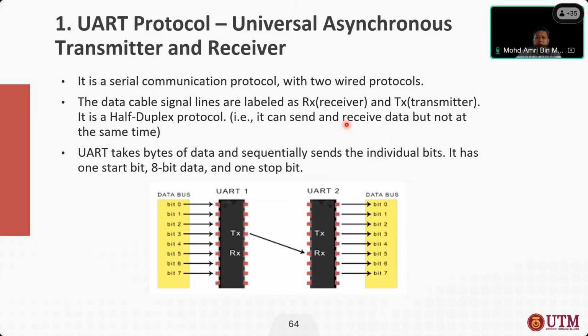Now let's look at the UART, universal asynchronous transmitter receiver. Basically, it is communication between two different devices on the data bus. It is a serial communication protocol, meaning it sends data on a single line. The UART is half duplex, meaning it can only send data and then change the mode to receiver in the next cycle.